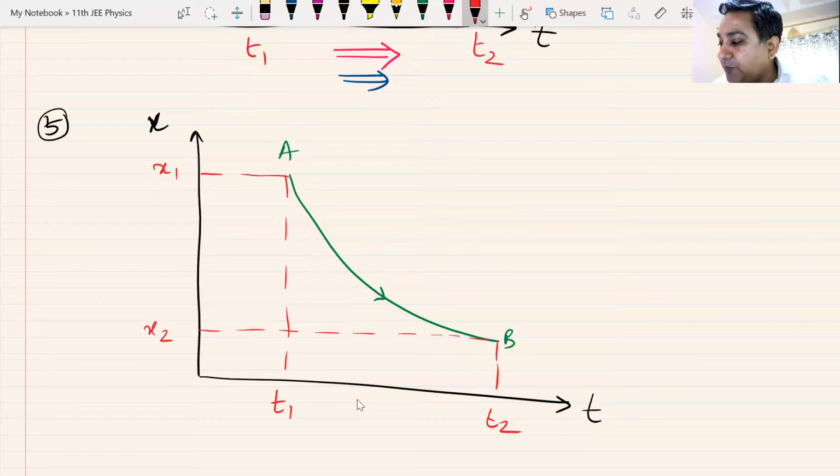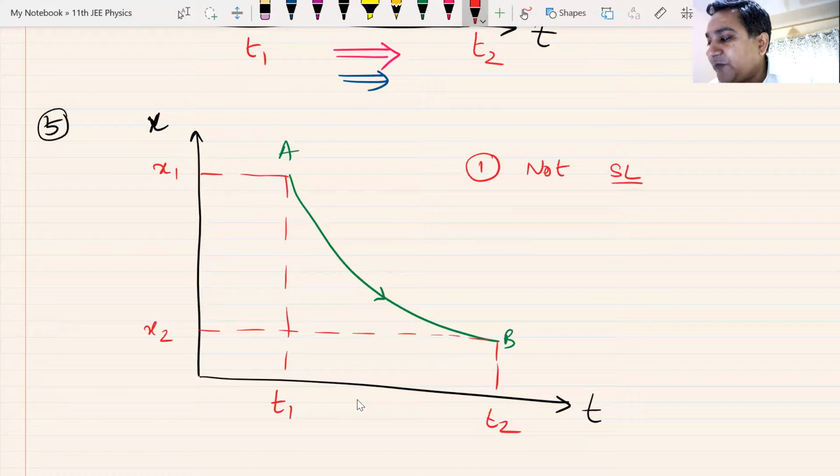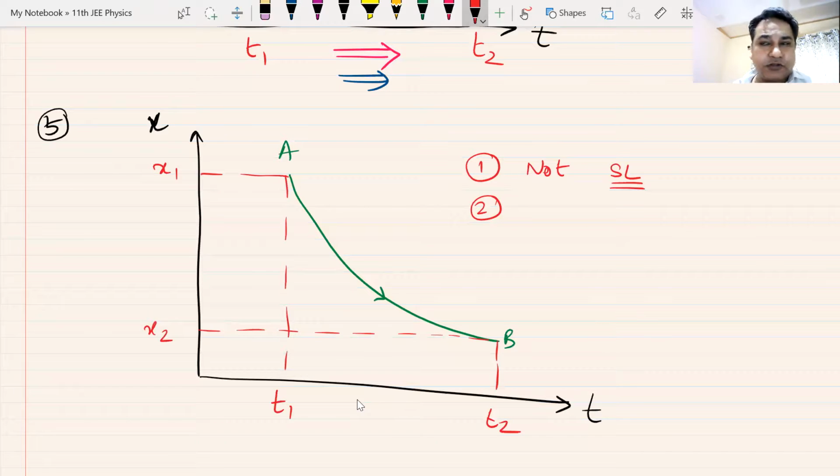Now tell me the first point. What is the first point of this graph? It is not a straight line graph. Yes or no? What about the slope of this graph, Santosh? Slope constant or variable?